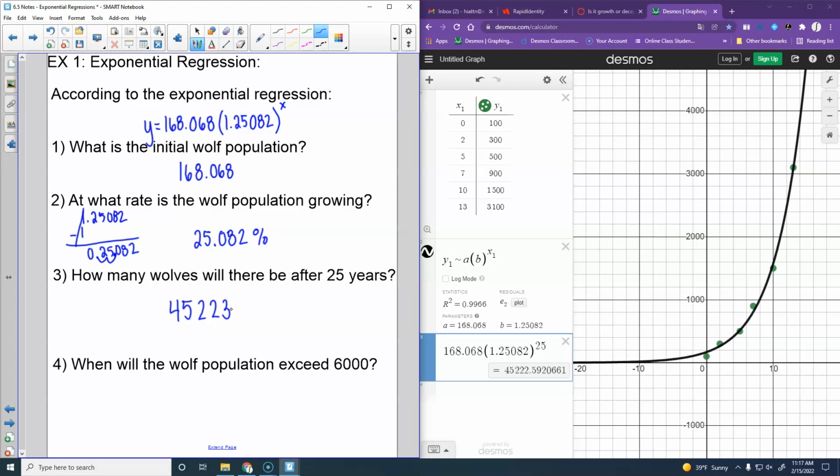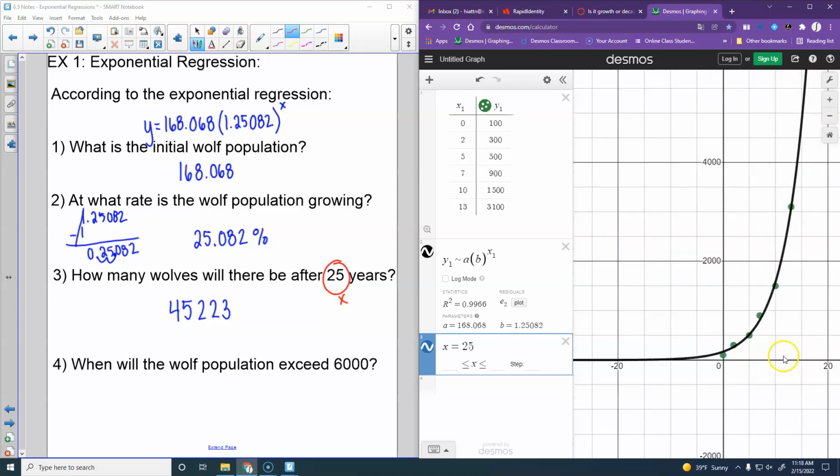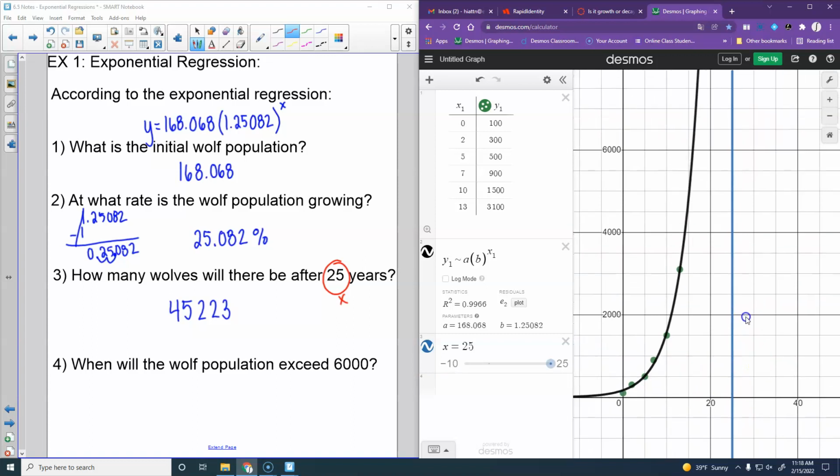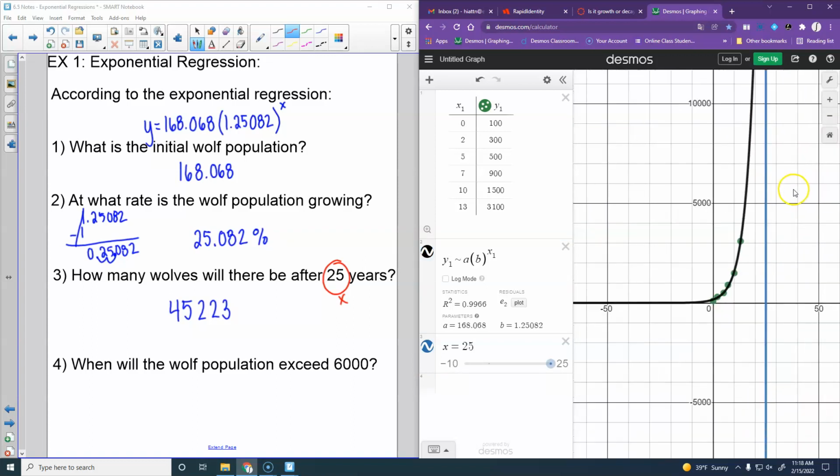Okay, your other option here, 25 years. Is that X or Y in our equation? It is our X in our equation, right? So here's another option that you can use. You can type in X equals 25. Now, I can't see it because this stops over here at 20, so I'm going to zoom out just a little bit more. And I would actually have to zoom out a lot more.